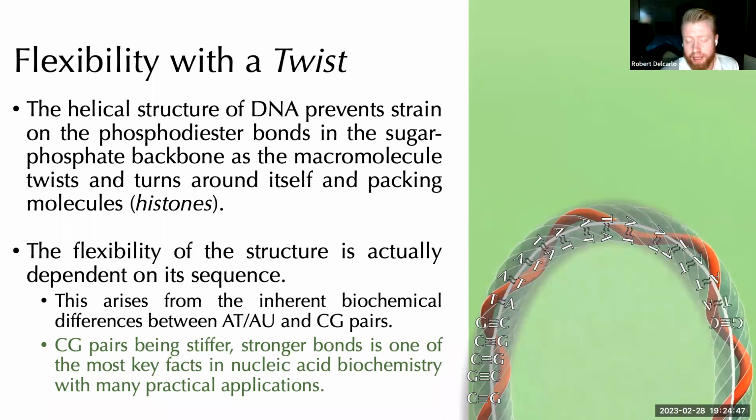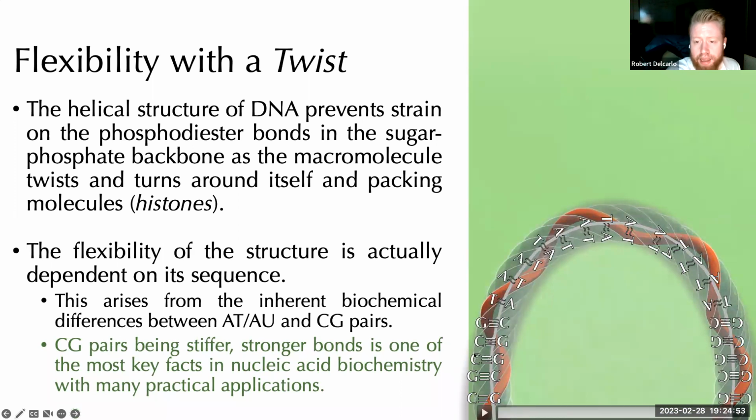In this case, the implication is that a series of A's and T's will be more flexible than a series of G's and C's. It will also take less energy, less heat, that is, less temperature, to unwind this series of DNA, these A's and T's, as it would to unwind the series of G's and C's.